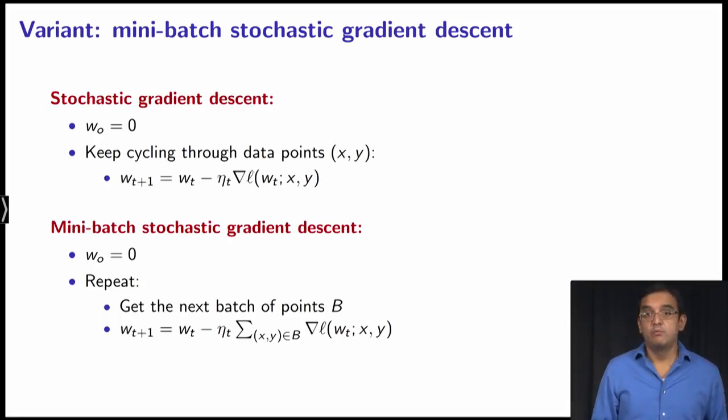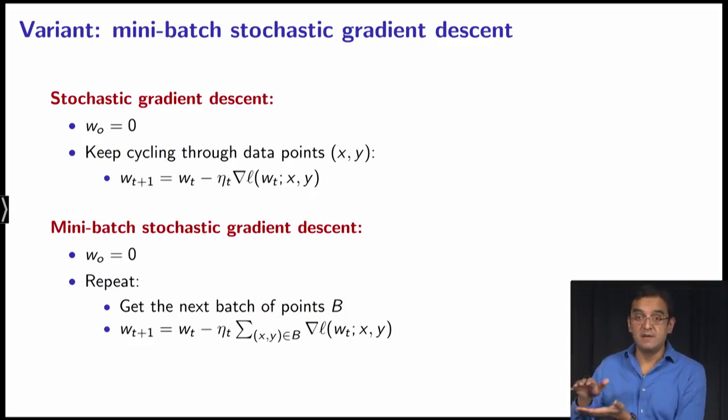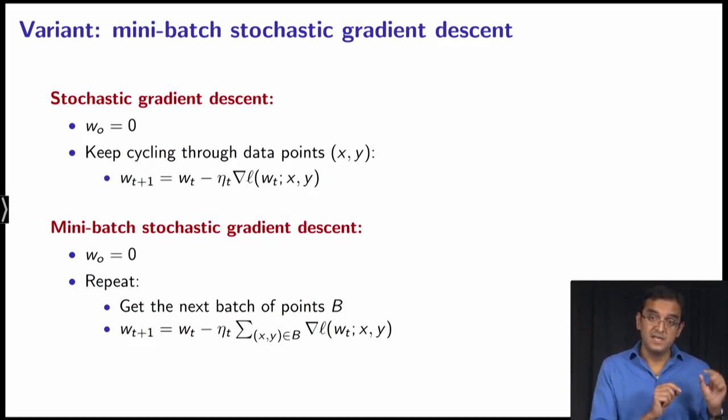Now, one thing worth pointing out is that gradient descent and stochastic gradient descent are really extreme ends of a spectrum. For gradient descent, each update involves the entire data set. And for stochastic gradient descent, each update only involves one data point and is therefore potentially quite noisy. A nice compromise is to have each update depend on a reasonable amount of data, say 100 or 1,000 data points. This is called mini-batch stochastic gradient descent.